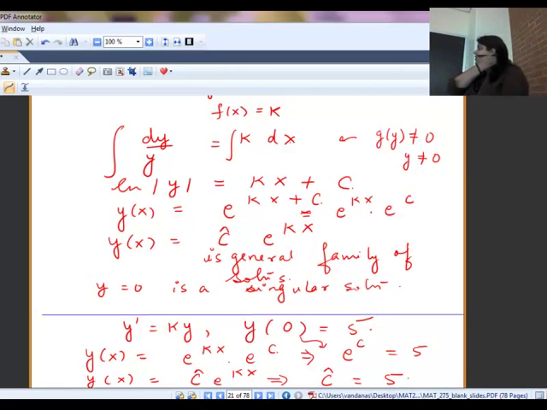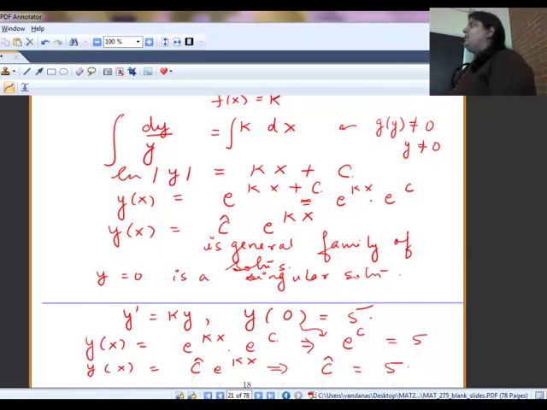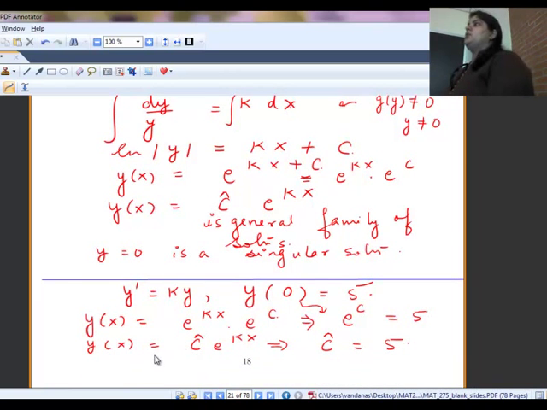Okay. So if c hat is 5, you plug the c hat value back in the function to get a unique solution. You will plug back this value here. So you will say, okay, y of x is equal to 5 e to the power kx is a unique solution. k is given, by the way. k is given in the problem. So this is a unique solution.